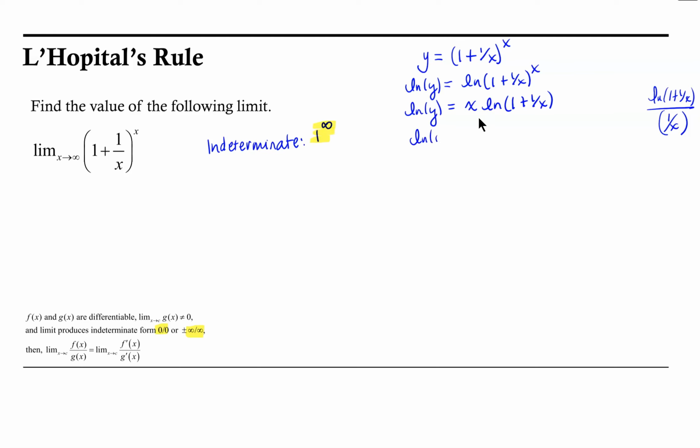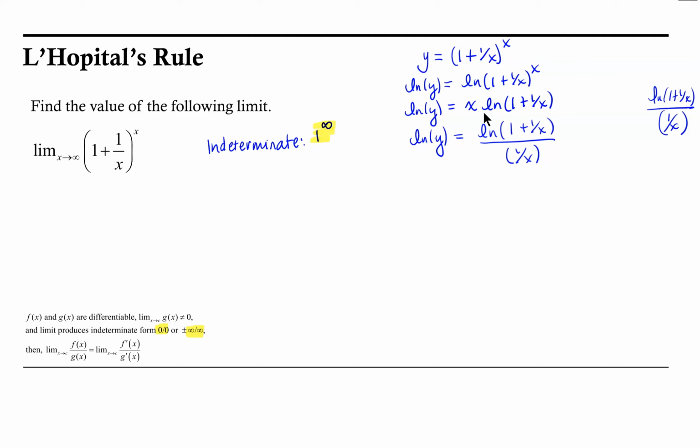So we have the natural log of y equals the natural log of 1 plus 1 over x divided by 1 over x. Now, in case you're concerned about the equivalence of that, recall that when we divide by 1 over x, that's equivalent to multiplying by its reciprocal. So dividing by 1 over x is equivalent to multiplying by x over 1, or simply multiplying by x. Okay, so now let's consider what's going on with our limit.